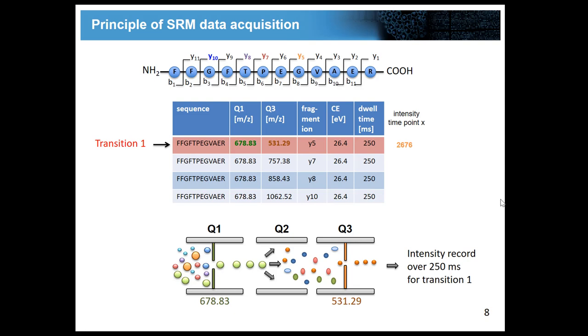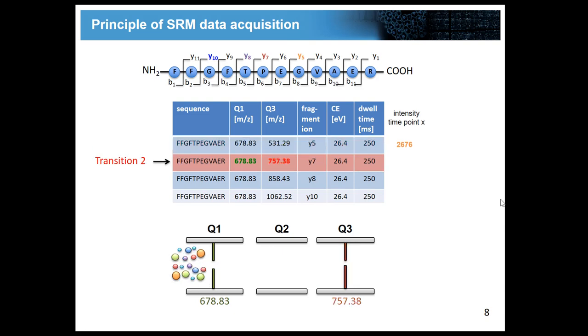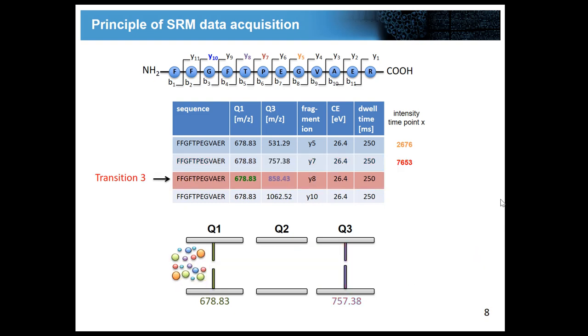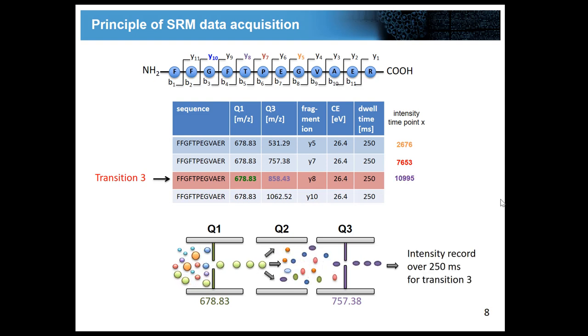Once this is done, it will switch to the second line of that table. In this case, it will keep Q1 and take another fragment ion in Q3. It does exactly the same, acquires for 250 milliseconds, records the intensity of that transition, and like this it goes through the whole table. And once the instrument reaches the end of this list, it will simply jump back to the top and do it over and over and over again over the whole run, the whole gradient that you apply.